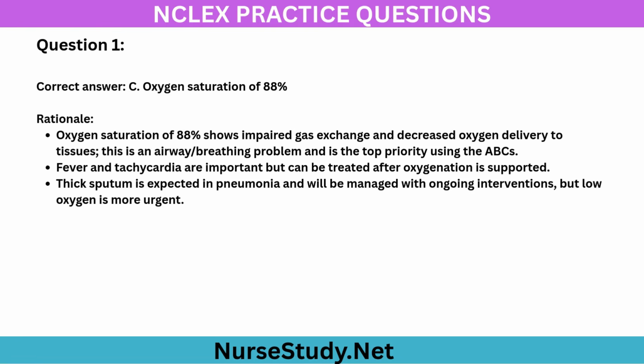Correct answer: C. Oxygen saturation of 88%. Rationale: oxygen saturation of 88% shows impaired gas exchange and decreased oxygen delivery to tissues. This is an airway/breathing problem and is the top priority using the ABCs. Fever and tachycardia are important, but can be treated after oxygenation is supported. Thick sputum is expected in pneumonia and will be managed with ongoing interventions, but low oxygen is more urgent.